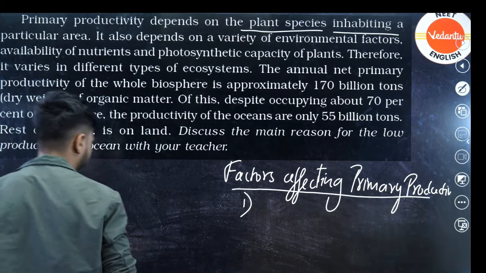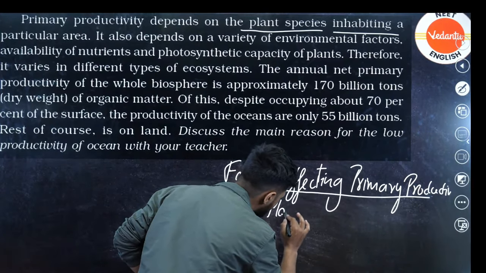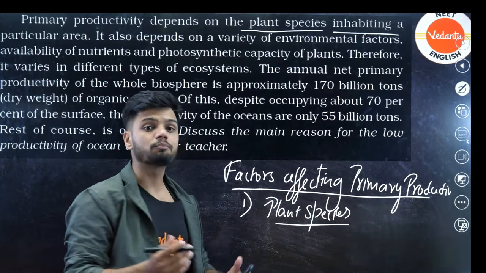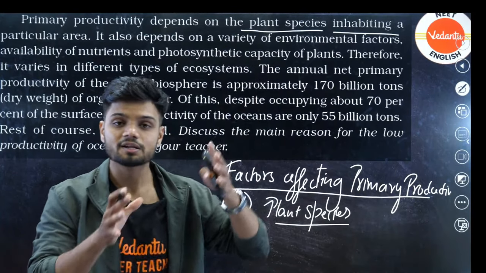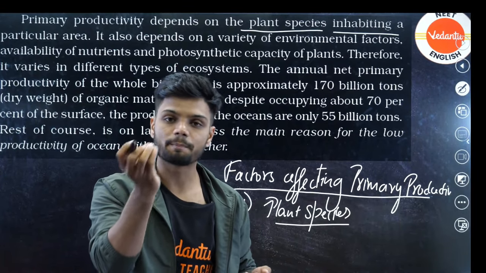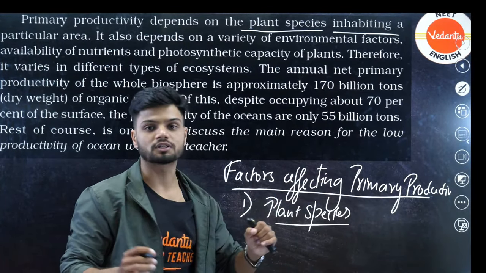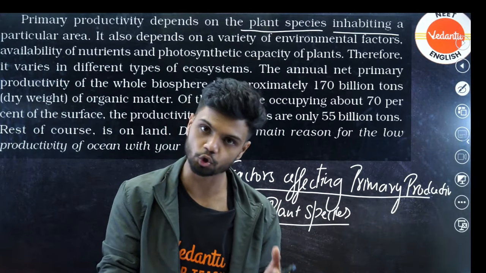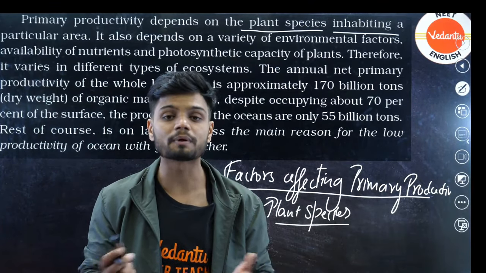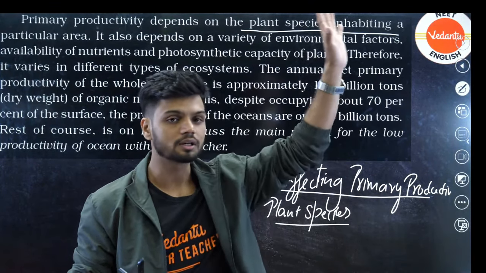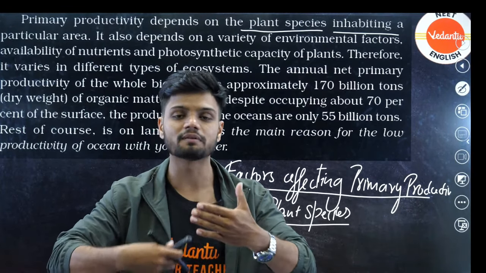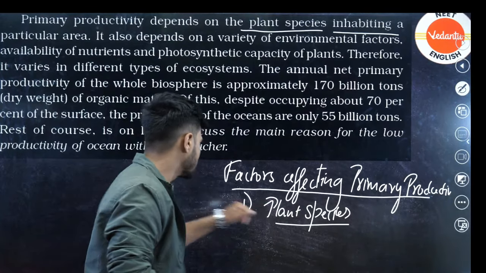The point number one is nothing but plant species. Which type of plant species are there? Is it trees, shrubs, herbs? Is it a cactus? Depending upon the plant species, primary productivity can vary. For example, you have a coconut tree and a big banyan tree. Which plant will have more primary productivity? Tell me in the chat. Will it be the coconut tree or the banyan tree? Obviously, the answer would be banyan tree. So primary productivity can change based on the plant species.